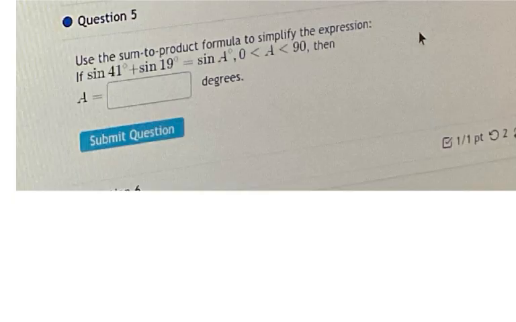3.4 Canvas, number 5. It tells me to use the sum to product formula. I gave away my 3.4 to Raphael because he lost all his notes, so I don't have the sum to product formulas right in front of me. If somebody can give me the sine plus sine, the first one. Yep, that's the one I'm looking for. Here, I'll take a picture. Thanks.